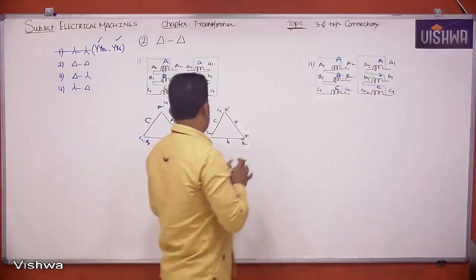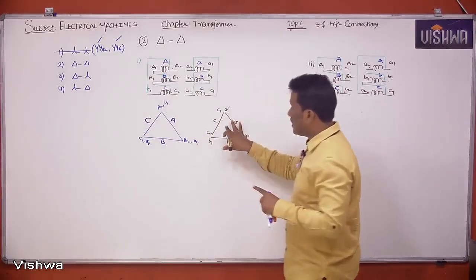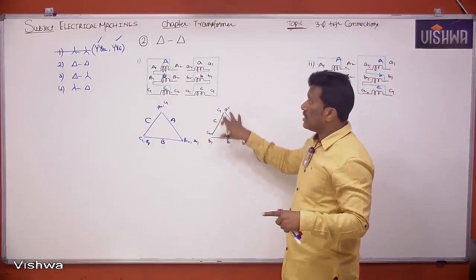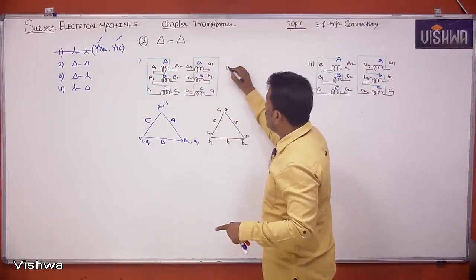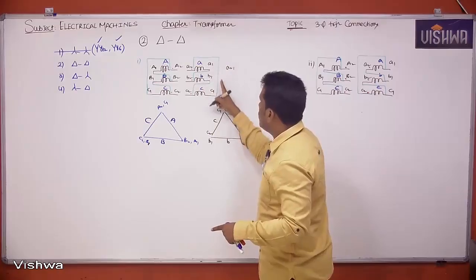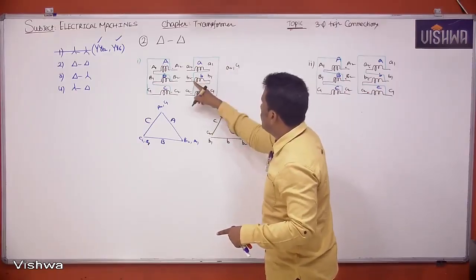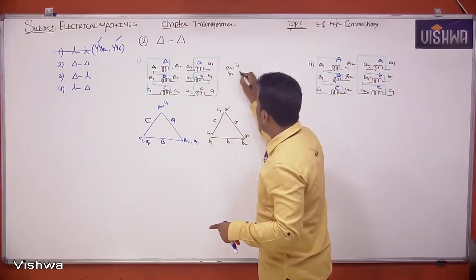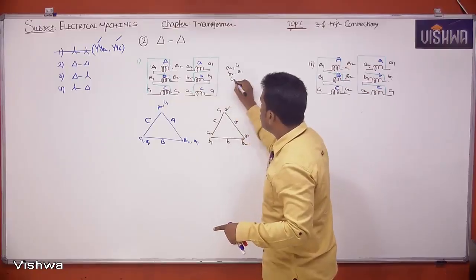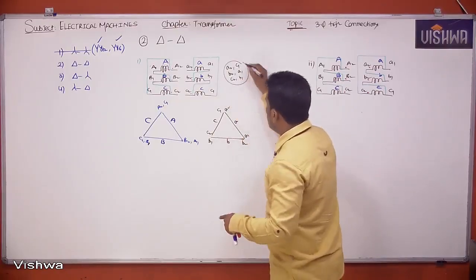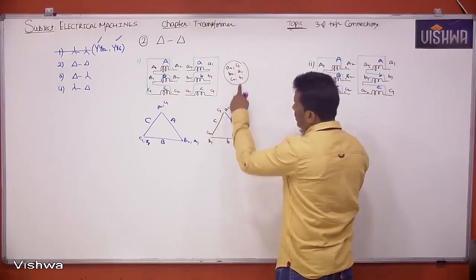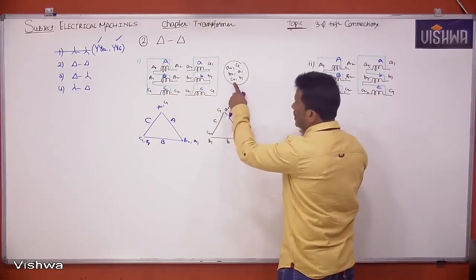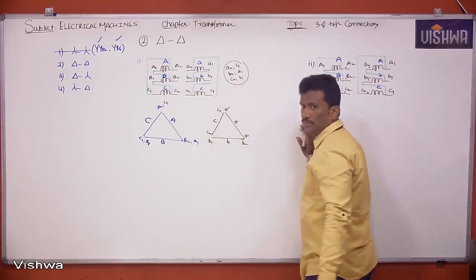Now check whether this connection is correct or not. Whatever connection you made, just try to see the secondary winding connection. Here A2 is nothing but C1. B2 is nothing but A1. C2 is nothing but B1. So that is what I wrote here also: A2 is C1, B2 is A1, C2 is B1. Yes, correct.